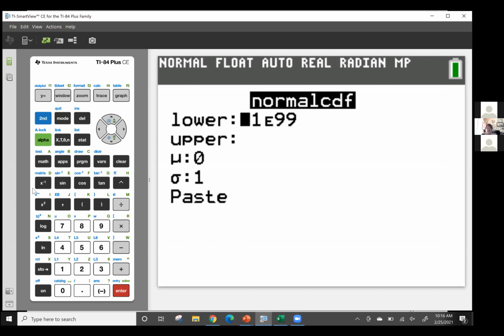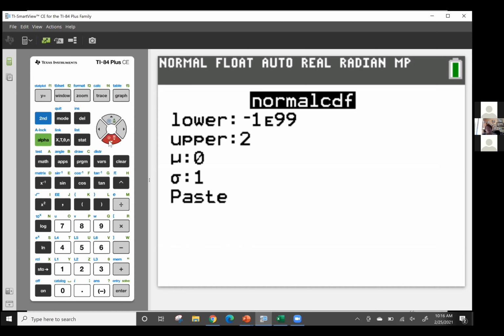To get scientific notation, that is the EE above your comma. If you want to write a number like 2 times 10 to the 5th, you'd press 2, EE, and then 5. So we have negative 1 times 10 to the 99, a really, really small number. Our upper number, so we're going to hit enter, was 2. So we're finding the area underneath the curve from negative infinity to 2.